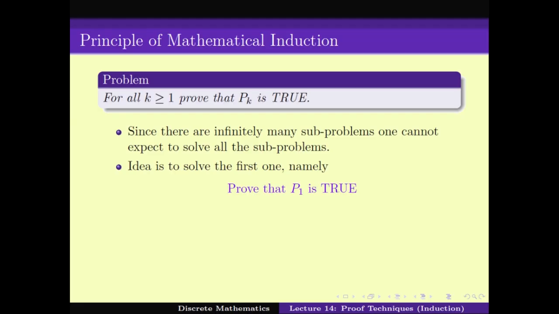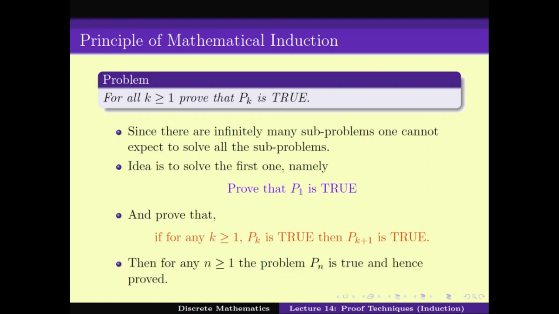So the idea is that first prove P1 is true. That is something you have to prove. And next, assuming that I have managed to prove Pk is true for some k, prove that Pk plus 1 is true. And by doing so, I should be able to have convinced you that for all n, Pn is true. Hence, proof.